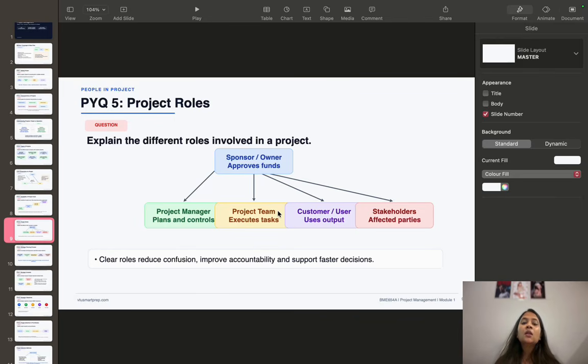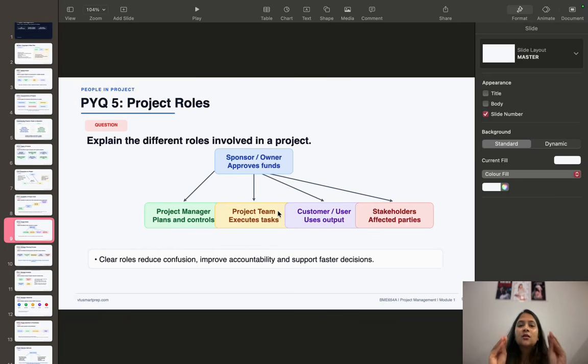The third role is the project team. The team members execute the actual project tasks. The fourth role is the customer or the user, who uses the final output of the project. The fifth role is the stakeholders, which are all the people or groups affected by the project. Clear project roles are very important because they reduce confusion, improve accountability, and support faster decision making.